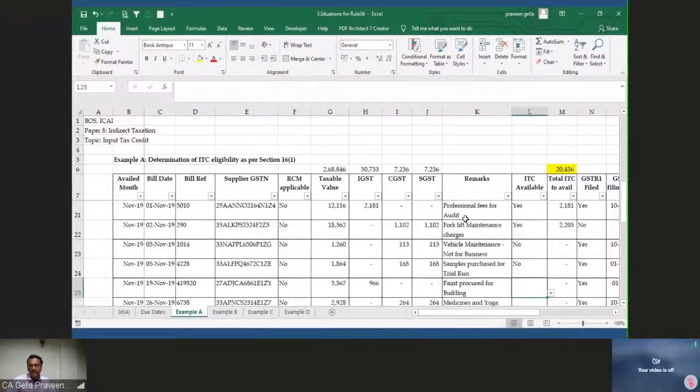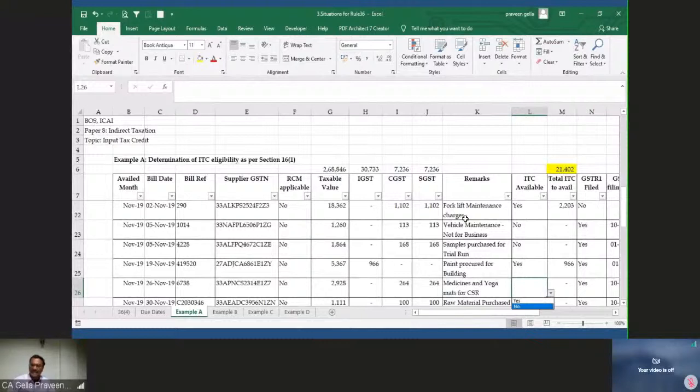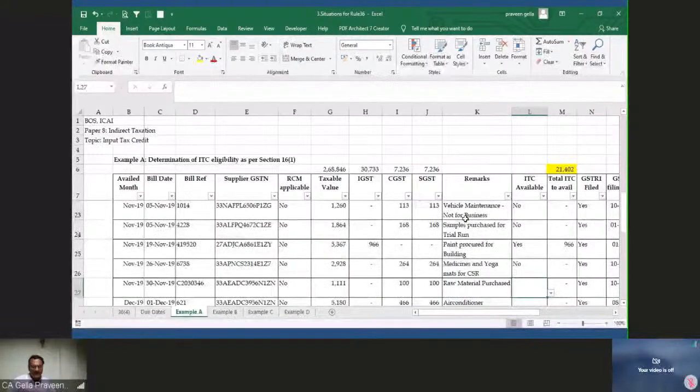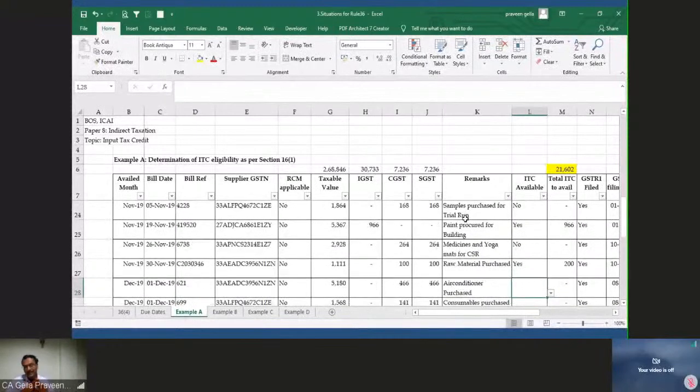Paint procured for building. Again, I'll go with the same logic: upkeep and maintenance. I'll say yes. Medicines and yoga, CSR, CSR mandatory: no, I'll not take ITC. Raw metal purchased: yes, I can take. Air condition purchased: now, this is a debatable one. Why do you need AC? Is it in the course of furtherance of business? There are different ways. If it is not required, I'll not buy.